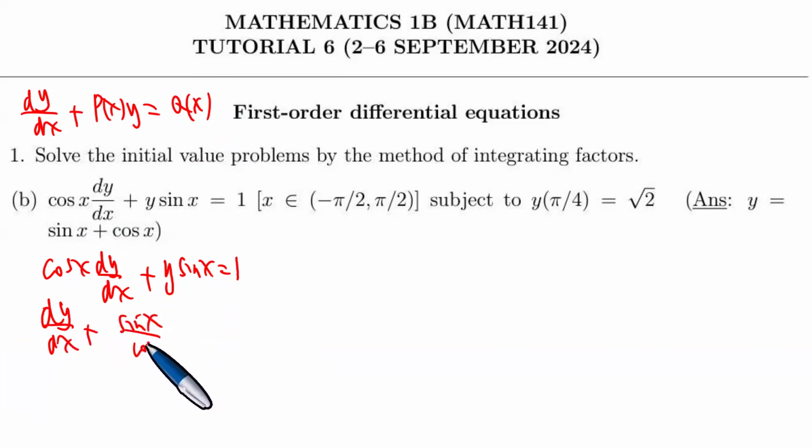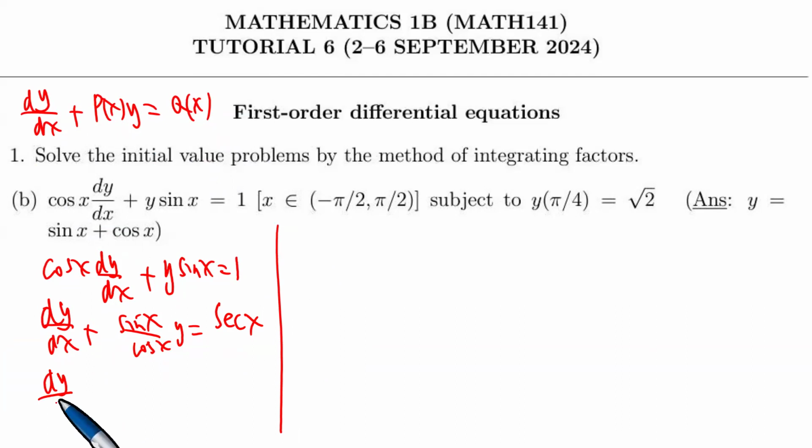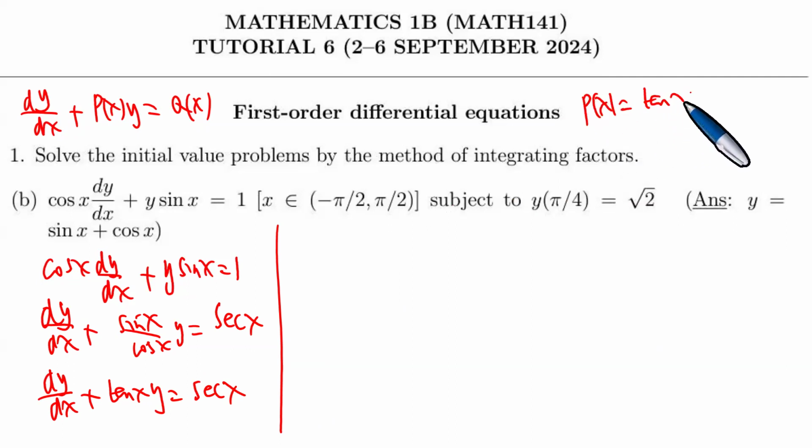So it becomes sine x over cosine x. You divide 1 by cosine, it becomes a secant of x. So this is dy/dx plus the tangent of x times y equals the secant of x. What is our p? It is the tangent of x.